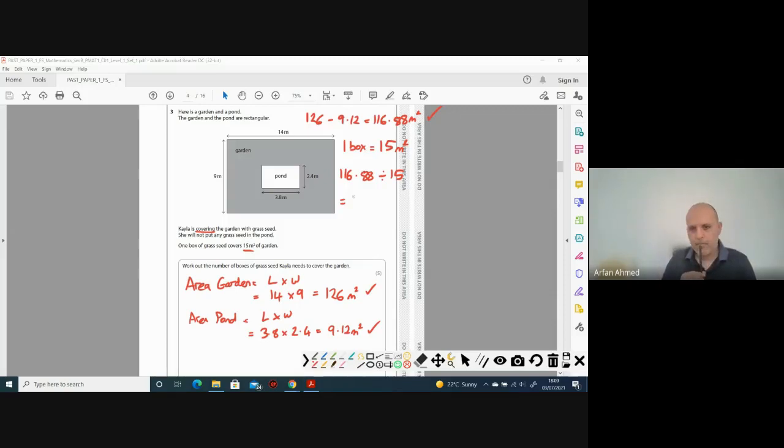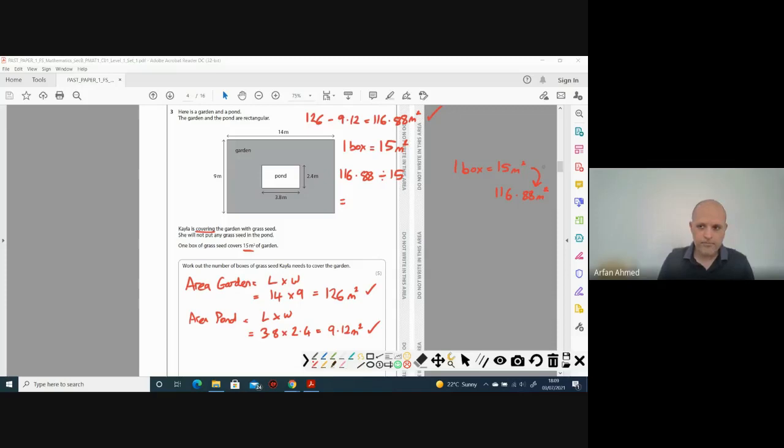A good way of doing it is just write what information you've got. You've got 1 box equals 15 meters squared. That's what we're told. How many meters squared have we got? Well, we've got this much meters squared. How do I get from that to that? I'm going to have to increase it. But what is that increase, though? How are you going to find that increase from 15 to 116? What do you have to multiply 15 by to get that? Well, to find that number, you'll have to divide it first. You'll have to do 116.88 divided by 15. That's where it comes from, the divide.